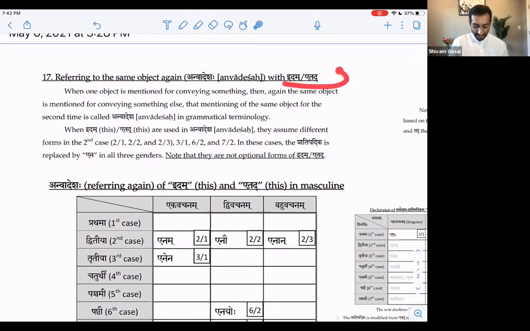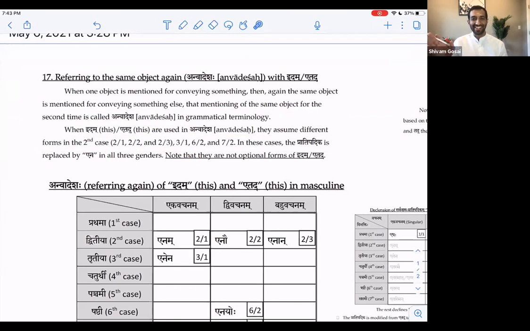And we see this particularly with idam and etad at this time. So when one object is mentioned for conveying something, then again, that same object is mentioned for conveying something else. That mentioning of the same object for the second time is called Anvadesha in grammatical terminology. So this idam and etad, when they're used in Anvadesha, they have different forms in the second case, 3-1, 6-2, and 7-2.